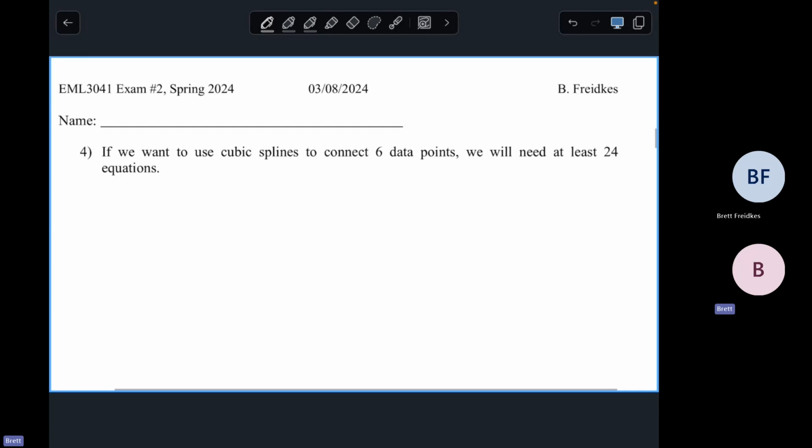Somebody who says it's false, tell me why it's false. Dexter. So we need n test one data point, we have 6 data points. So n equals 5. That means we need 4 times the n equations. So we need 20 equations. That may be wrong though. Dexter says he needs 20 equations.